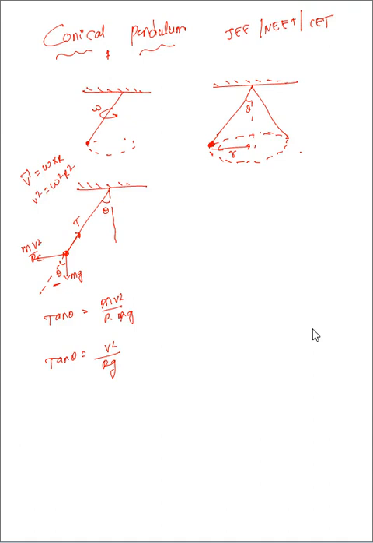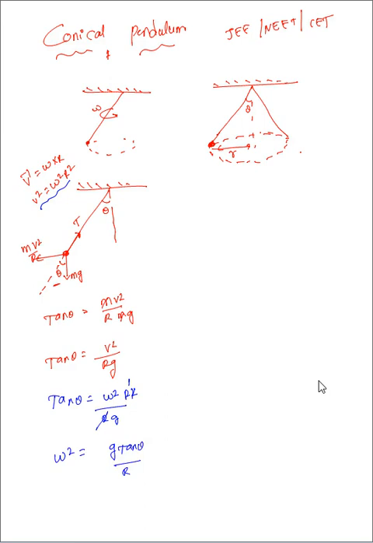Therefore, let me change the pen color. If we take this value and substitute it here, tan theta equals omega square r square divided by rg. One r gets cancelled, one r remains. So omega square can be written as g tan theta divided by radius.